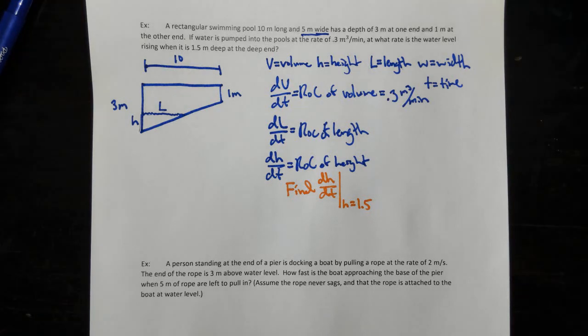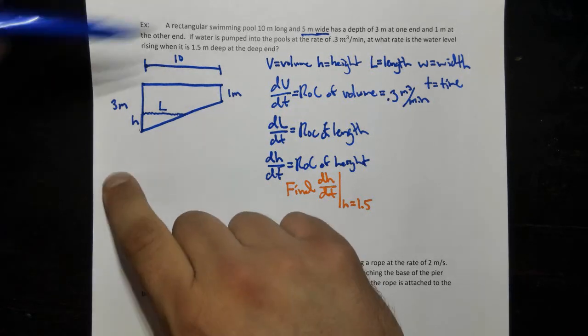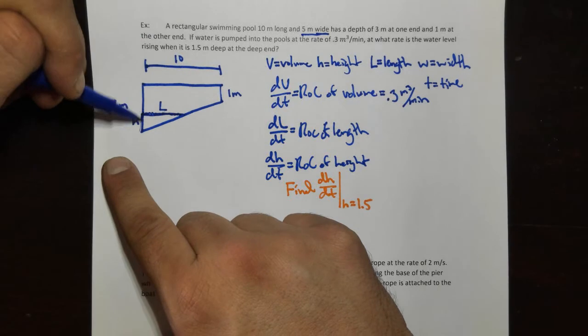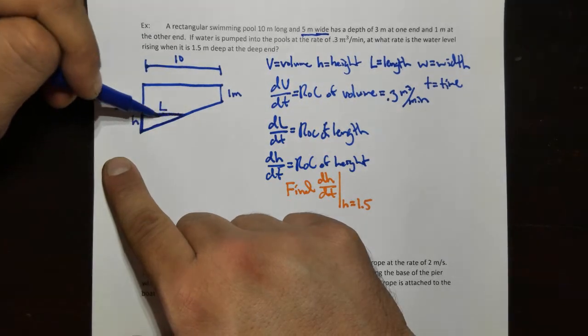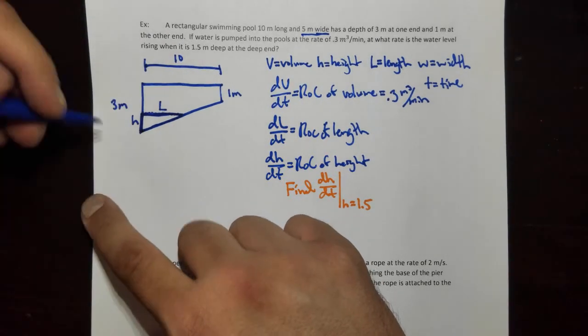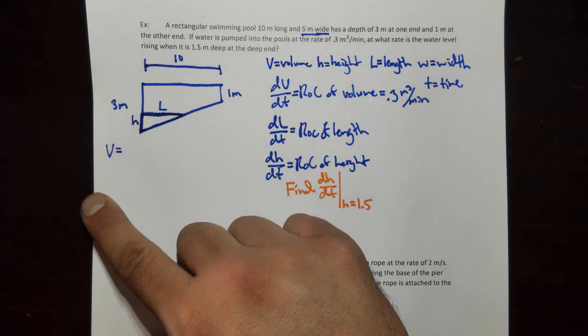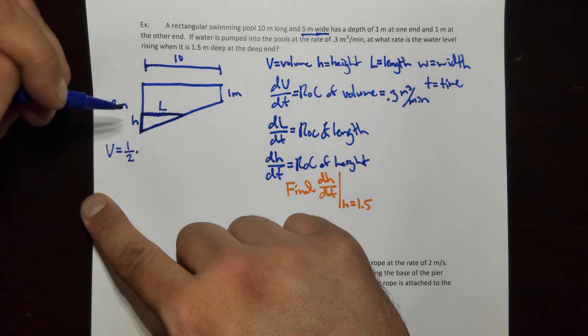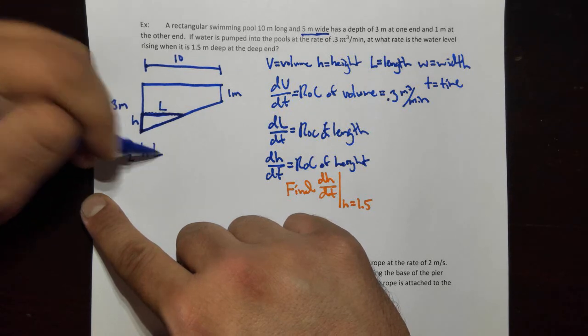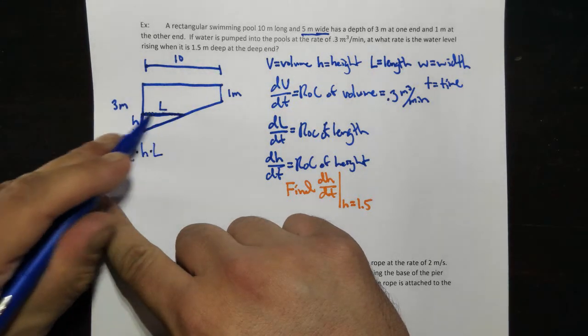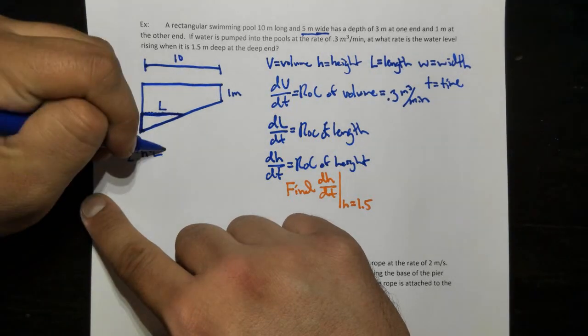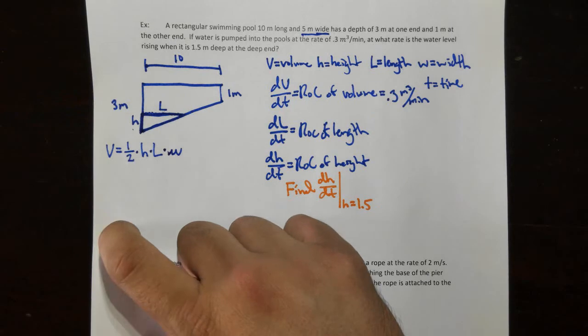Now we need a formula. Let's see, what is the shape of the pool? Well, the pool water, we're just concerned about the water portion. So this is a triangle here. So we can say the volume, let's see, what's the volume? Well, what's the area of a triangle first? It's going to be 1/2 times h times L, right? H times L, 1/2 of that, times the width. That's going to give us the 3D shape.